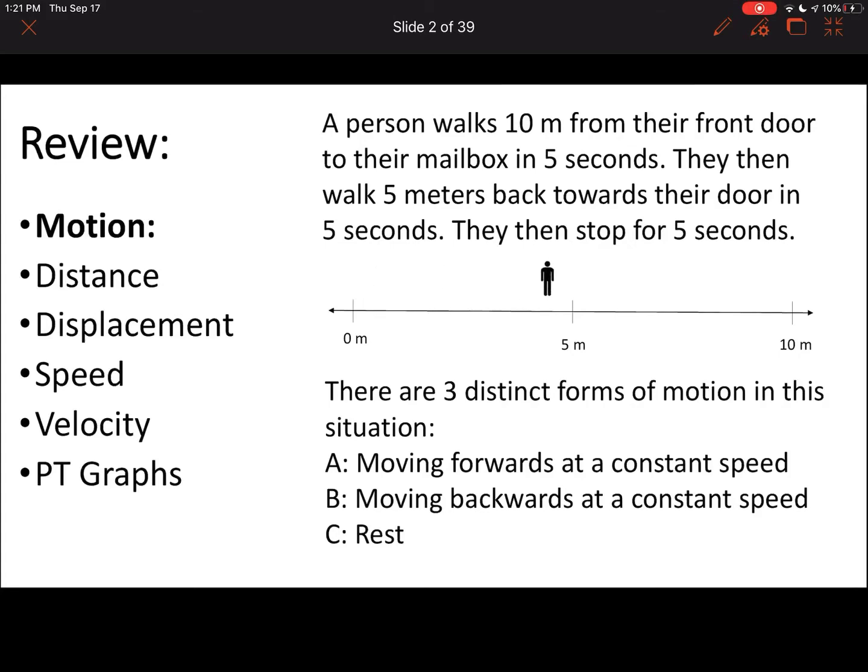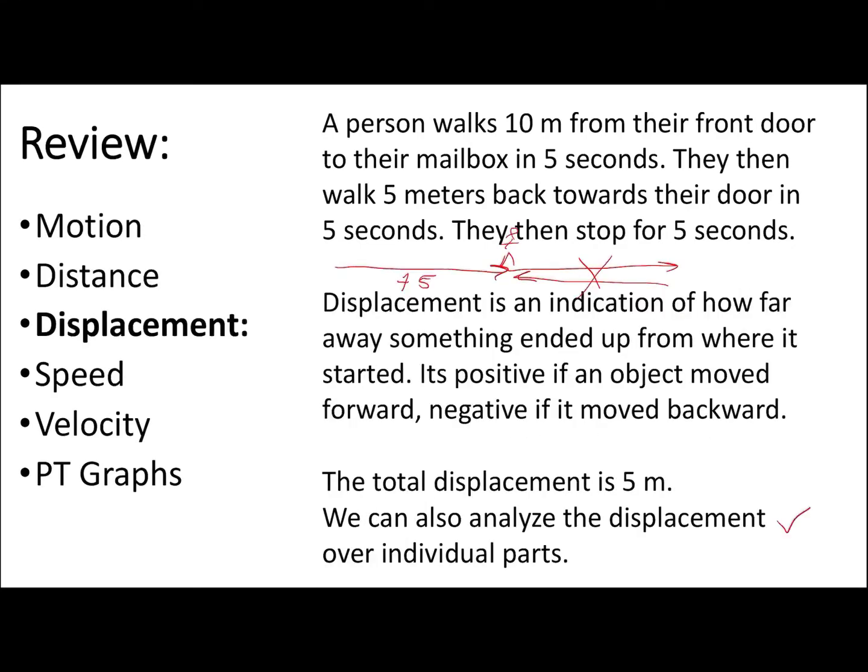See, this guy moves forward again, positive displacement, negative displacement, and then 0 displacement for that last part. That's what I was saying here. We could analyze it. So initially positive 10, then it's -5, and then the last step is 0 displacement.